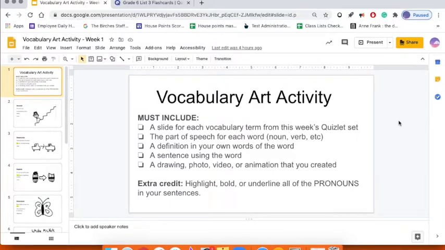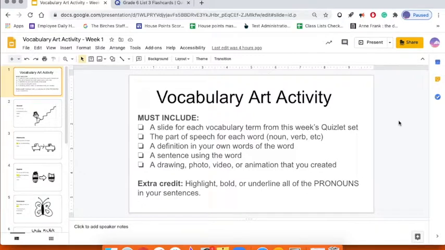Vocabulary art activity. This will be due on your third day of distance remote learning. A couple of things that your slides vocabulary art activity must have: it must have a slide for each vocabulary term.